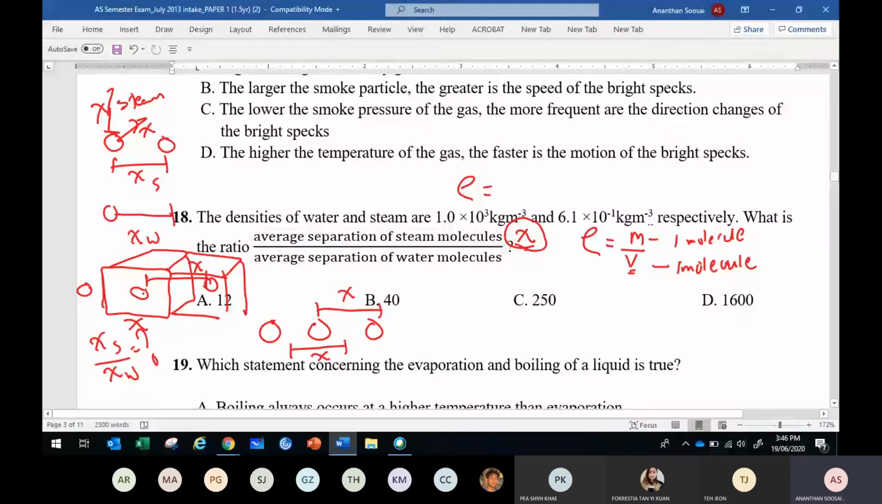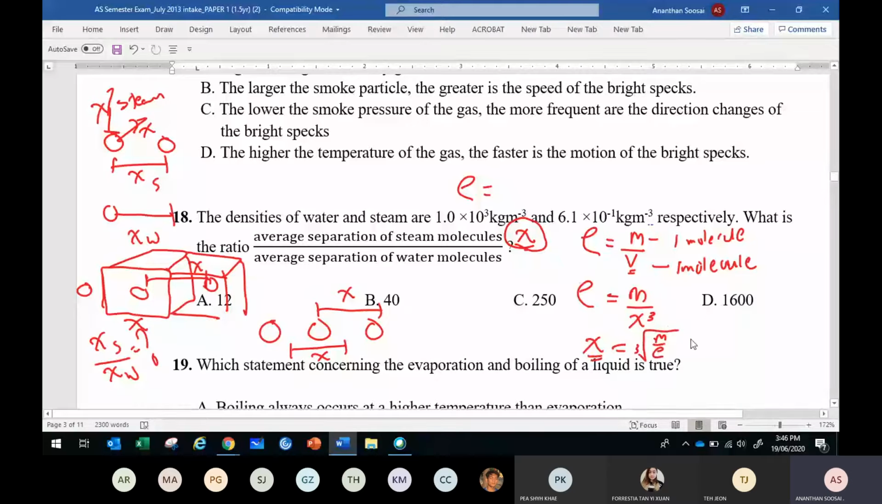So the volume occupied by one molecule is in terms of a cube. So how do you write volume in terms of x? The density equals the mass of one molecule divided by x cube. That's the link. X is the separation of the molecule. So if we make the separation the subject, it will be the cube root of mass over density. That's your separation.